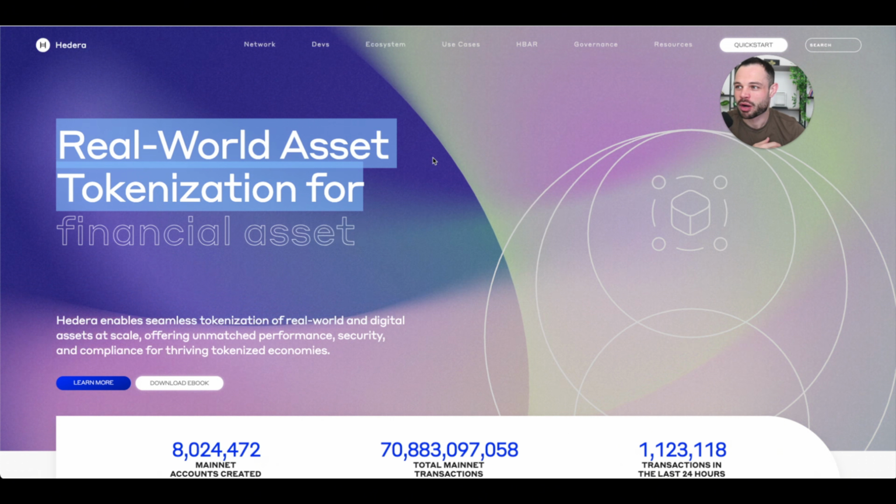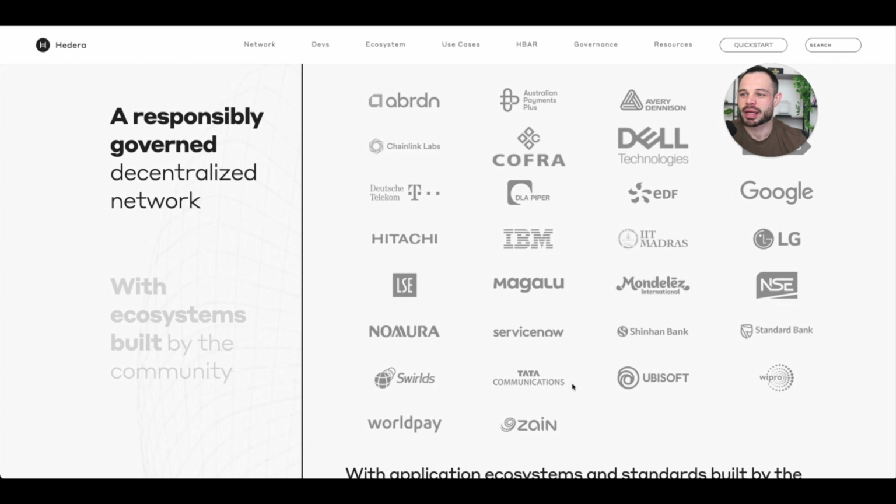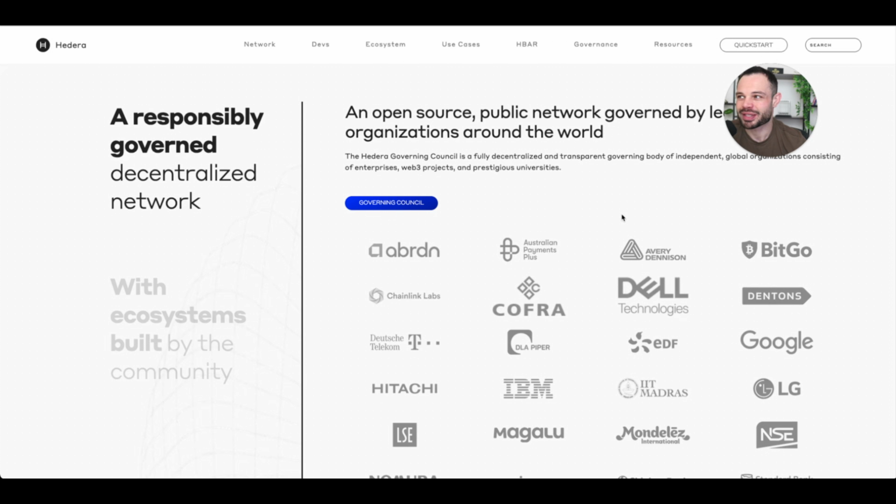Their governance structure is seeing them create partnerships with all of these leading corporations, huge businesses like IBM, Dell, Google, LG, Chainlink Labs in there as well, some crypto partnerships, Standard Bank, Ubisoft. So there's a whole load of huge corporations that are part of the Hedera Governing Council.